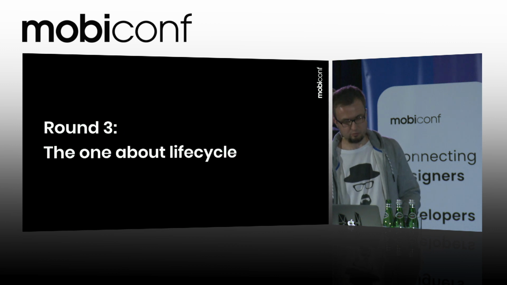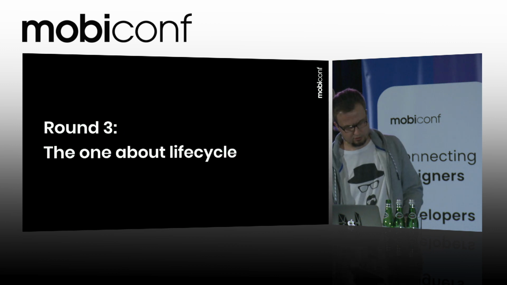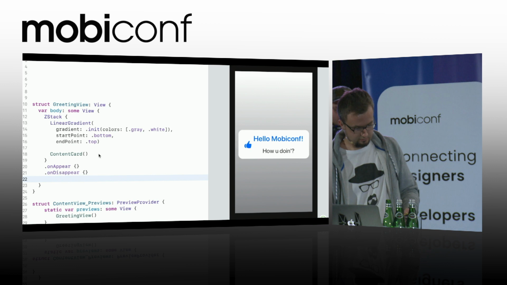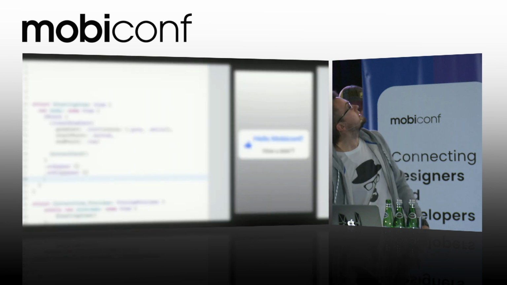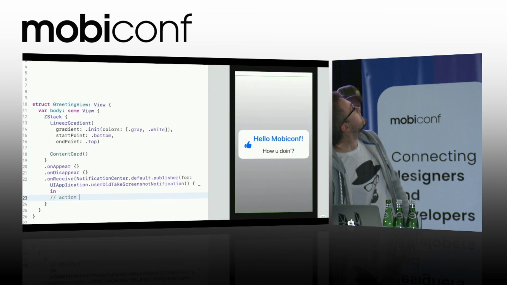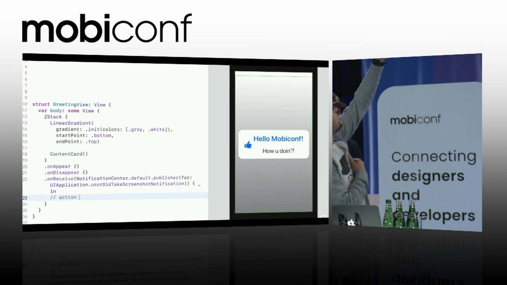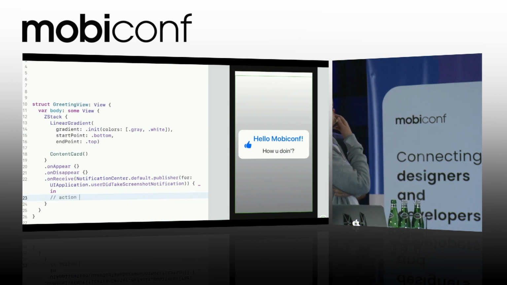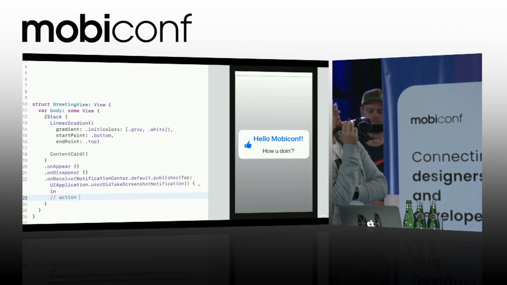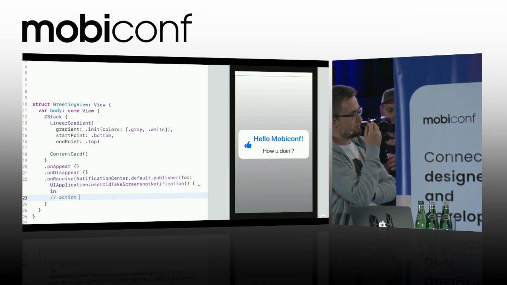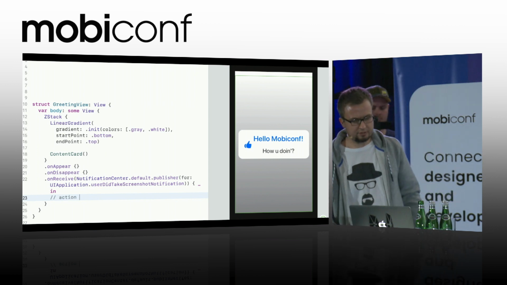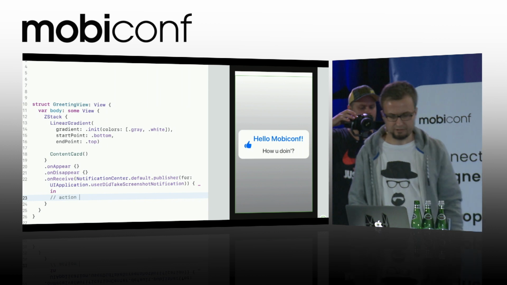The next round will be about lifecycle, and this will be a short round. So you can see that we have here 3 closures: on appear, on disappear, and on receive. Basically, on appear and on disappear are 2 lifecycle events that you care about. No more viewDidLoad, no more viewDidAppear, no more viewWillResignActive, and so on.